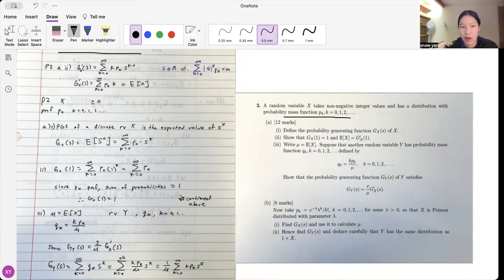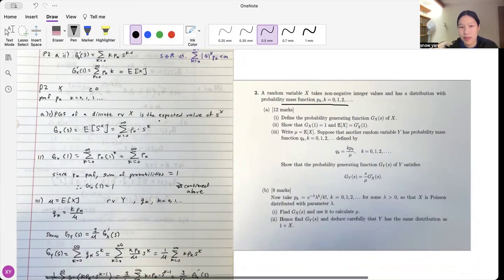So the PGF of a discrete random variable X is the expected value of s to the X. So G_X(s) is equal to E of s to the X power, which is equal to the sum from k equals 0, because we defined k to start at 0, all the way to infinity of the probability p_k times s to the k. That's the definition of the PGF.